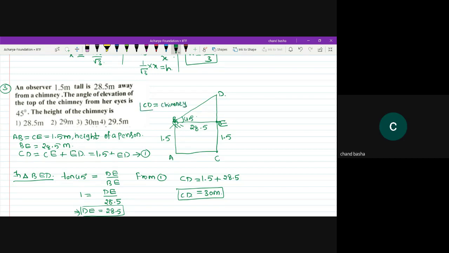Height of the chimney is what? It is CD. But CD will be distributed as two parts, CE and ED, which is a person's height plus DE value. Hope this question is clear.